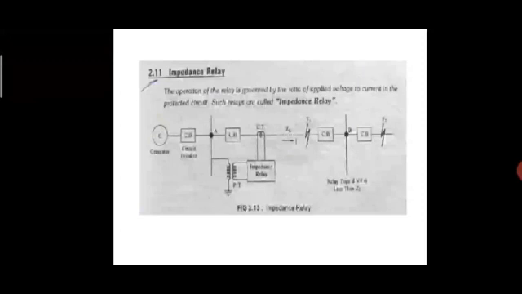What is meant by impedance relay? The operation of the relay is governed by the ratio of applied voltage to current in the protected circuit. Such relays are called impedance relays. PT means potential transformer. These are connected in earth.